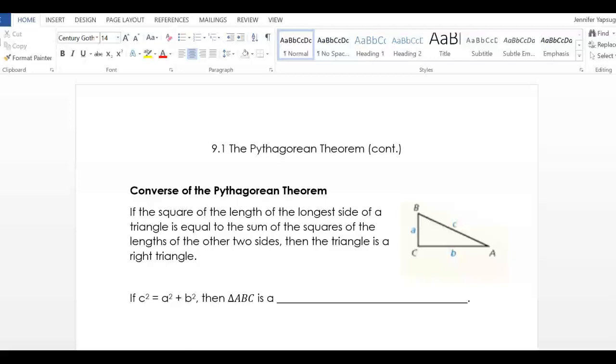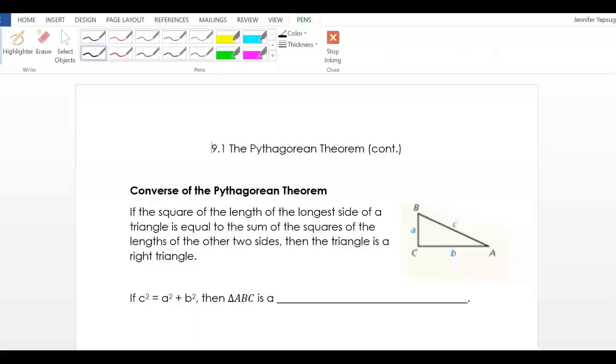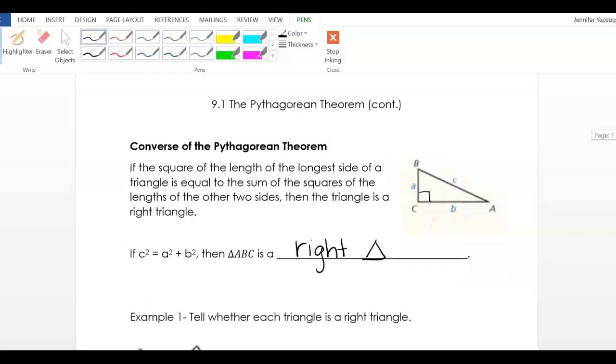So in other words, if we take a look at our statement down here, if c squared equals a squared plus b squared, then we know that ABC is a right triangle. So in other words, if I squared the side C and I squared the side A and the side B, and I added A squared and B squared together, I should get C squared. And if that works out, then I know that this triangle is a right triangle. All right, so let's see how that applies to some problems.